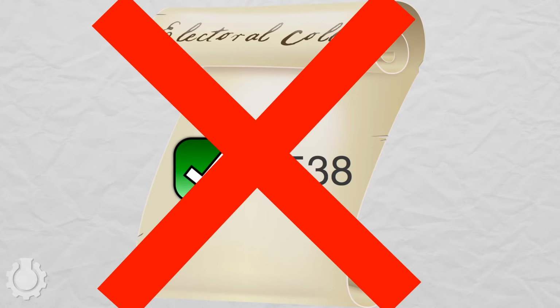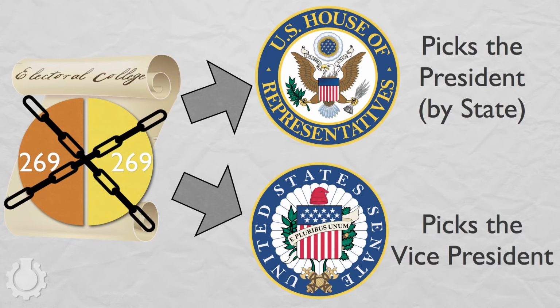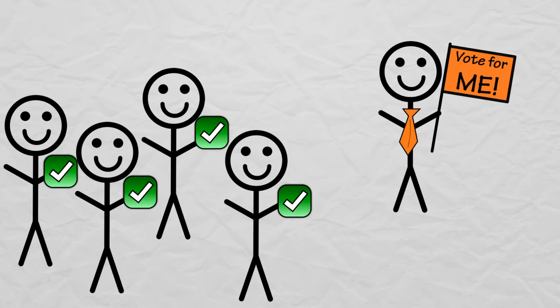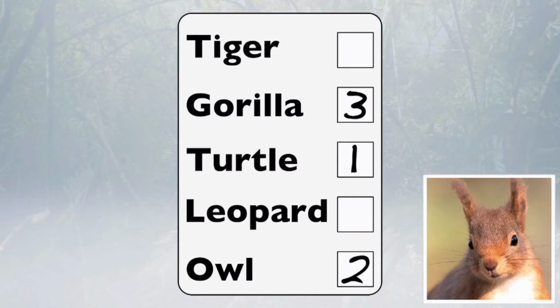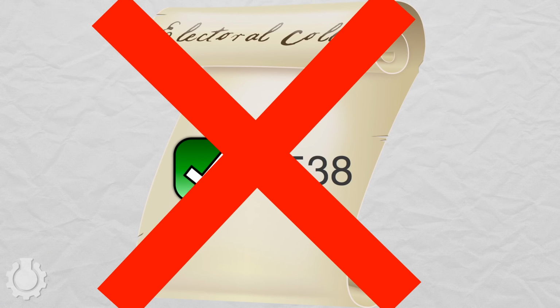Of course, you could get rid of the Electoral College and thus this whole crazy system and instead have a national popular vote, perhaps with something fancy like preferential voting, but maybe that's just a crazy idea.